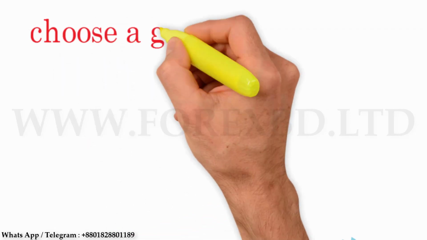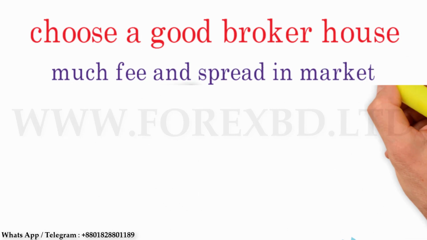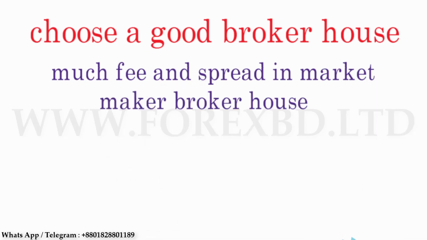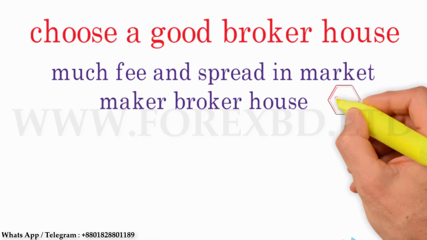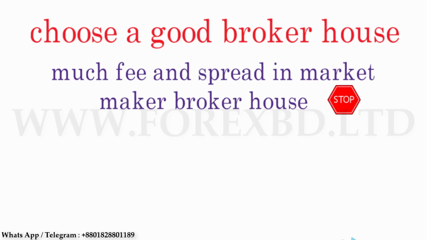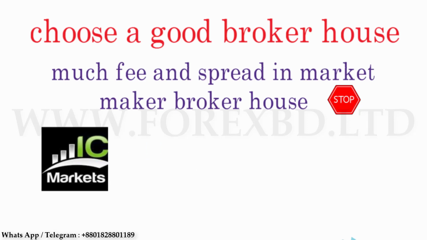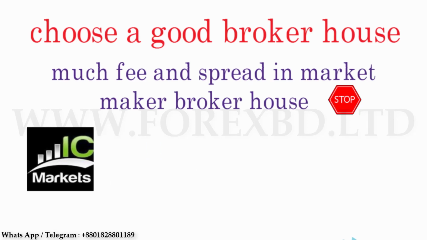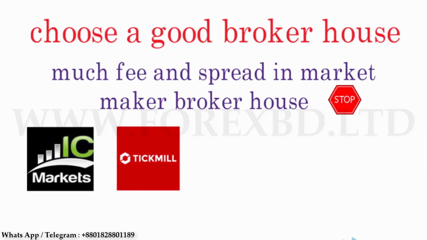For gaining profit, you have to choose a good broker house because market maker broker houses have much spread and fee. You will finish yourself by paying their fee and spread. So create your account with a good broker. We suggest some brokers. First one is IC Markets, the true ECN. Second one is Tickmill, they have zero spread. Third one is Exness, a right broker in the Forex market.